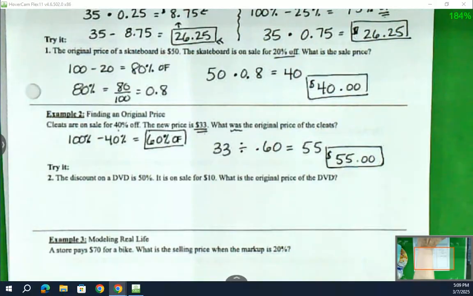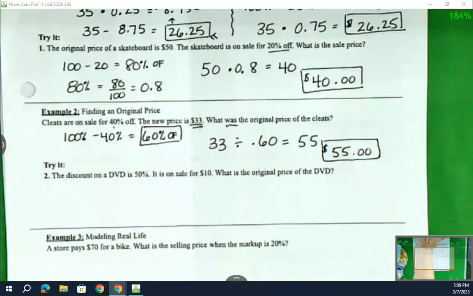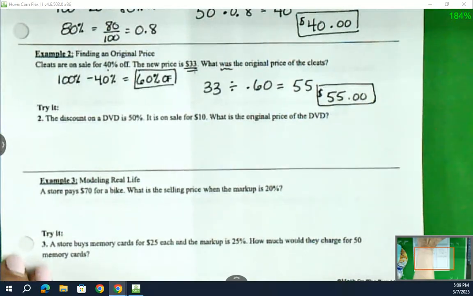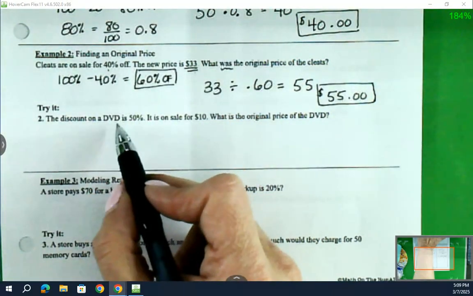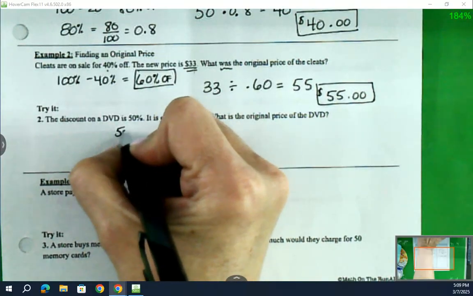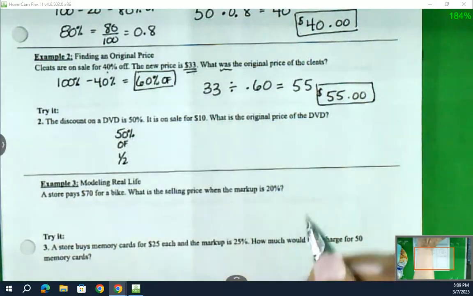Okay, again, pause this and try it with question number 2. Okay, 50% off for a DVD means you're paying 50% of it, or half of the original price.